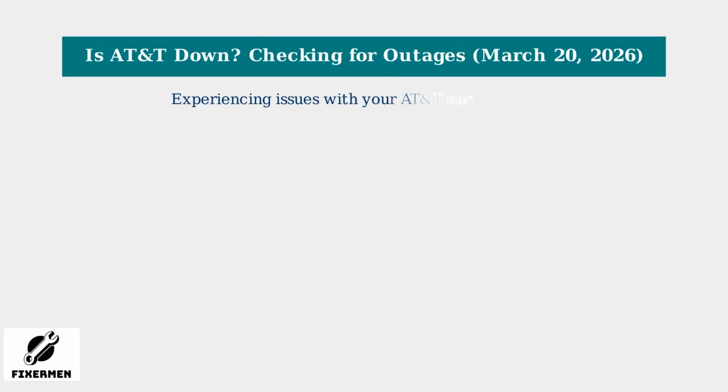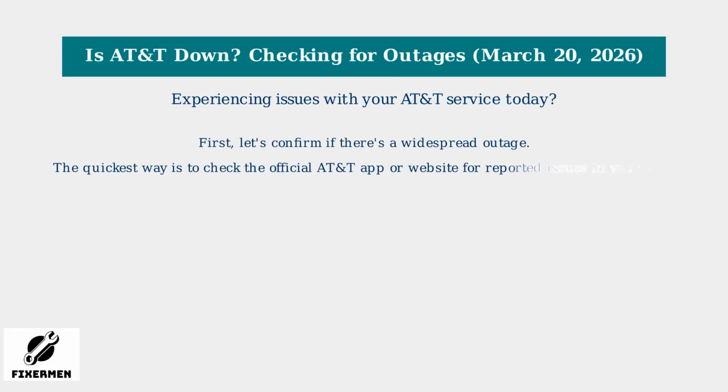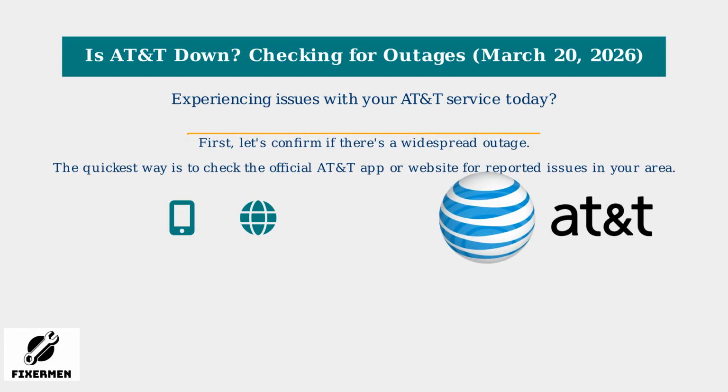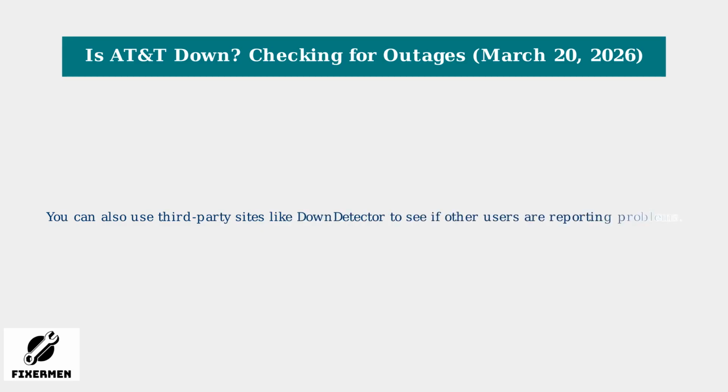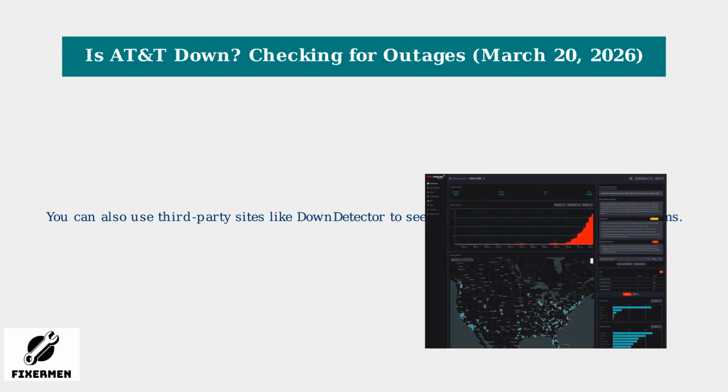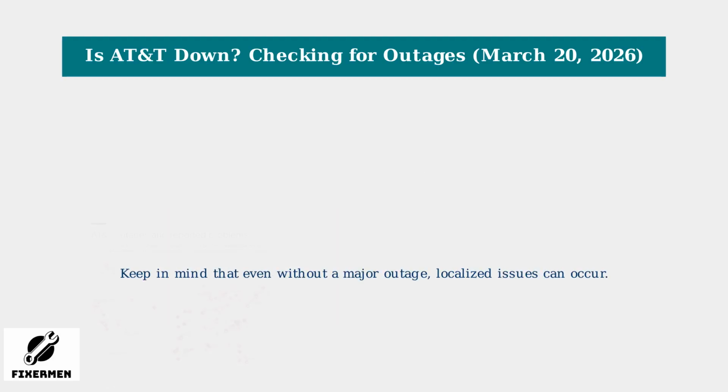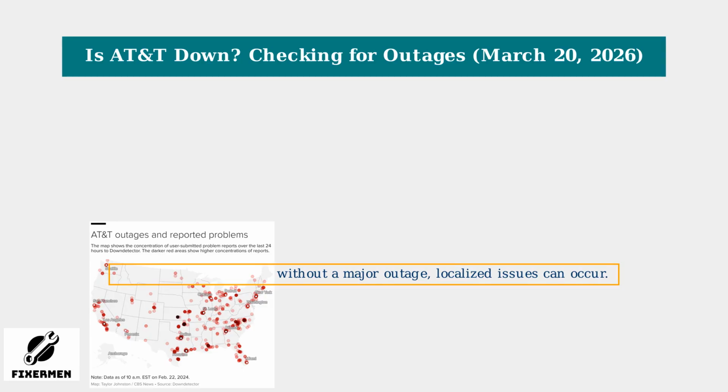Experiencing issues with your AT&T service today? First, let's confirm if there's a widespread outage. The quickest way is to check the official AT&T app or website for reported issues in your area. You can also use third-party sites like Down Detector to see if other users are reporting problems. Keep in mind that even without a major outage, localized issues can occur.